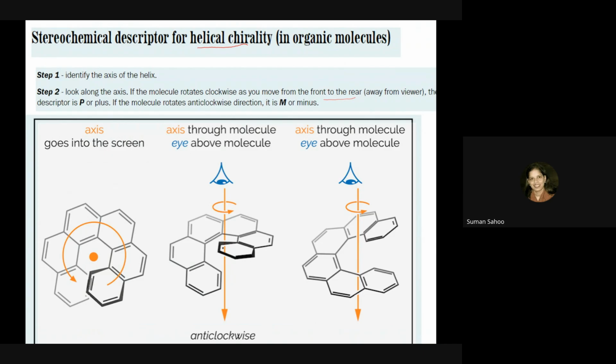If it goes from front to rear in a clockwise manner, then that is given the descriptor plus, and if it rotates in an anti-clockwise manner, that is given the descriptor minus. So actually, these are the helicenes when you have a helical geometry, which I think we discussed yesterday, but this is how you give your descriptors.